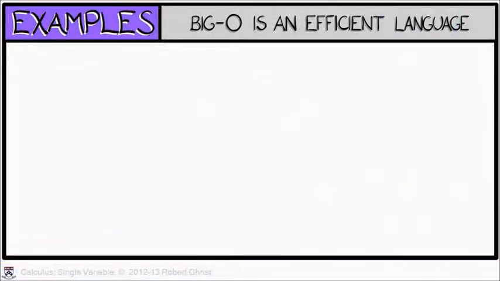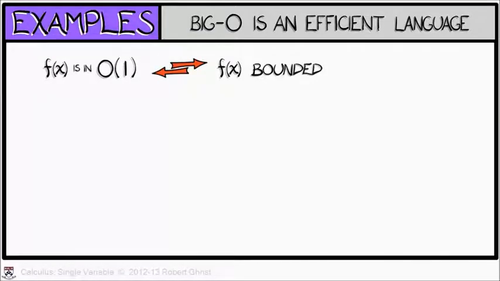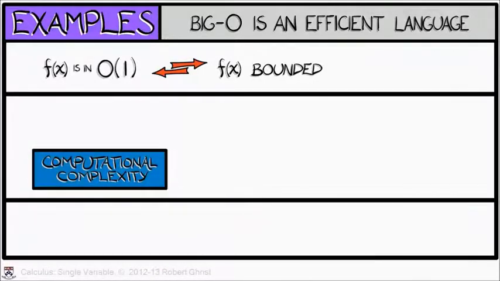One of the reasons Big O is so useful is that it forms an efficient language. For example, f is in Big O of 1 means the same thing as saying that f is bounded in the limit as x is going to 0 or infinity or whatever. There are other applications as well, real applications. For example, in computer science, one is often interested in specifying how much effort it takes to execute a certain algorithm. This is the subject of computational complexity.